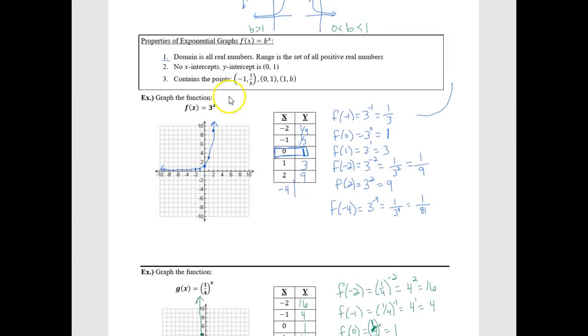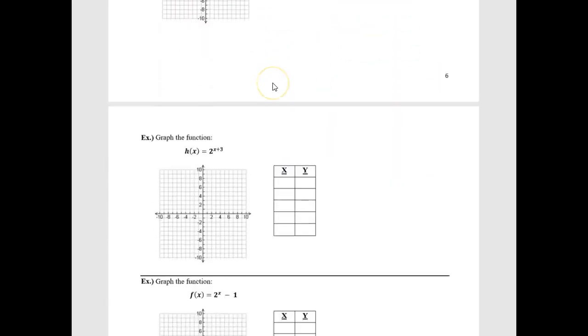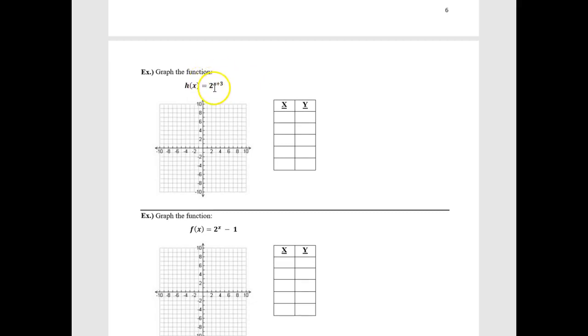Alright, so these two examples didn't have any shifts. They were just straight here. It wasn't moving over to the right or down or up or left or anything like that. This was just the general form b to the x power. But there could be what we call shifts happening. So for example, this is h of x equals 2 to the x plus 3 power. So this whole piece here, x plus 3, is in the exponent. So this is going to move our graph somewhere. But let's talk about where.